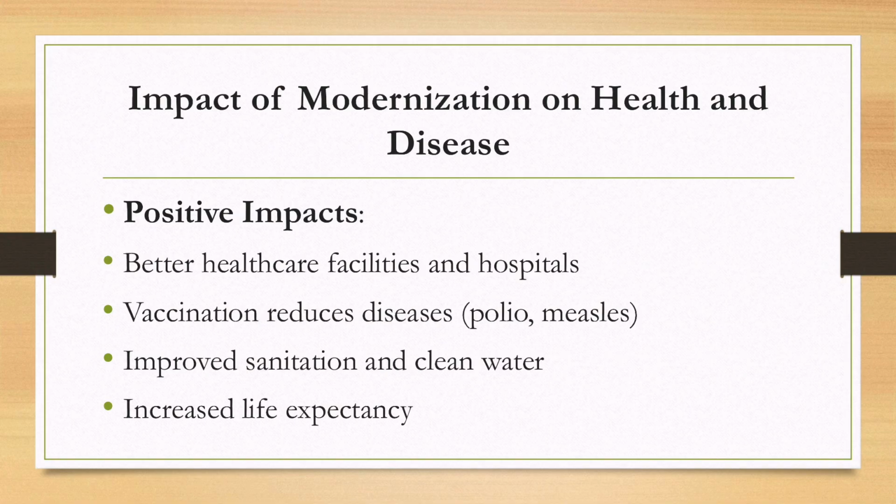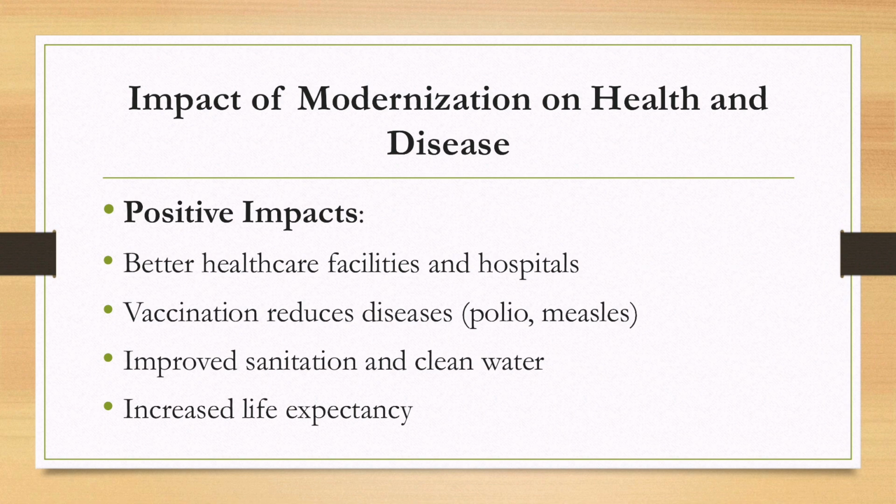Next, we will move to the impact of modernization on health and diseases. So, modernization has greatly improved the health status of people and reduced many diseases. Development in science, technology, education, and healthcare system has helped to improve the quality of life and well-being. Positive impacts. First one is better healthcare facilities in hospitals. Modernization has improved hospitals and healthcare services through advanced medical technology and better treatment methods. For example, modern equipment such as CT scan, MRI, and ventilators helps the doctors to diagnose and treat the patients effectively.